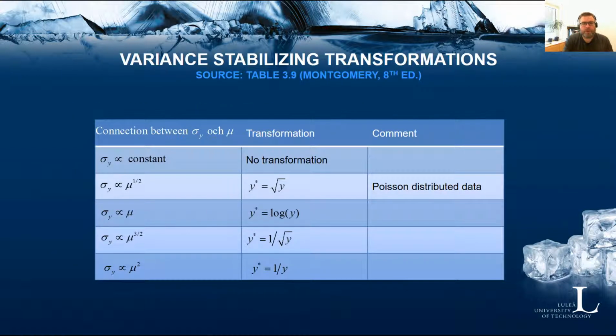Here you have a table with some standard variance stabilizing transformations. And this table is also given in the course book. So in this table, we can see the connection between the variance or the standard deviation or the variability of y and the expected value mu. And we have the suggested transformation and some comments here. So if the standard deviation of y is constant, well, there is no need for transformation.